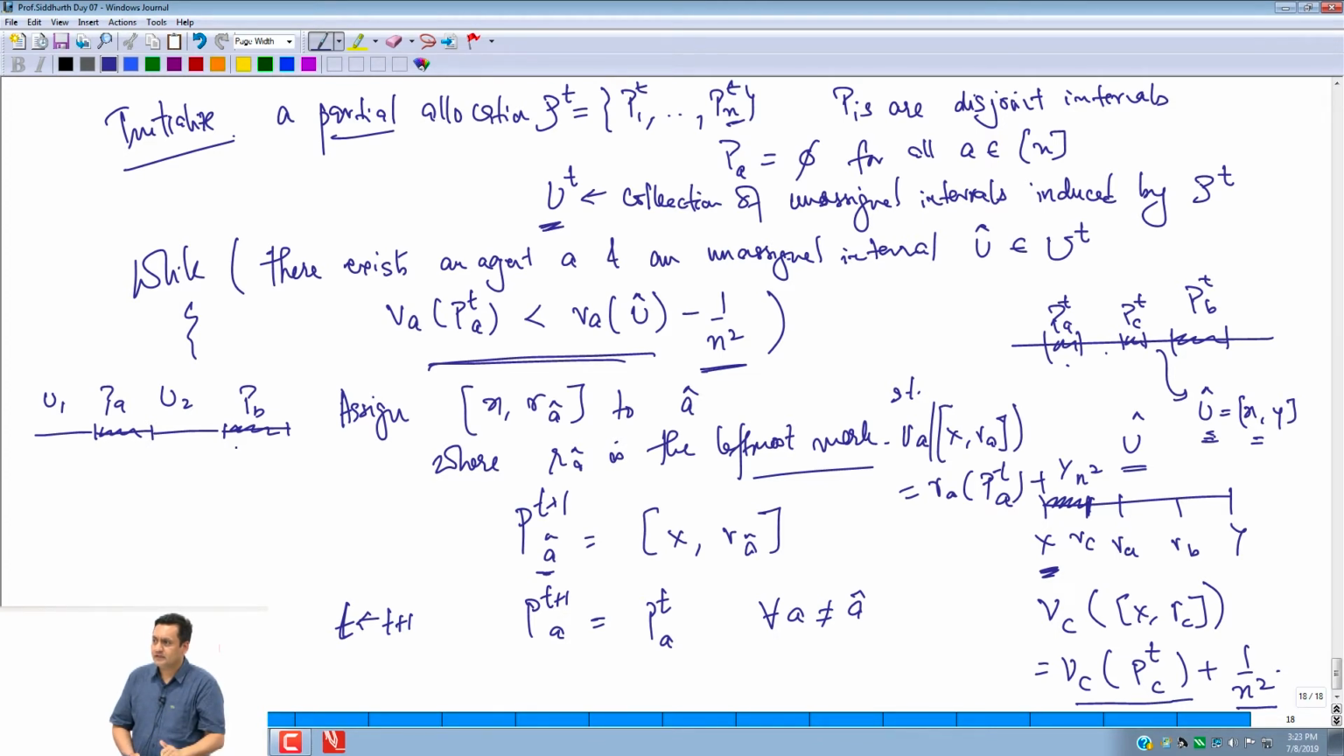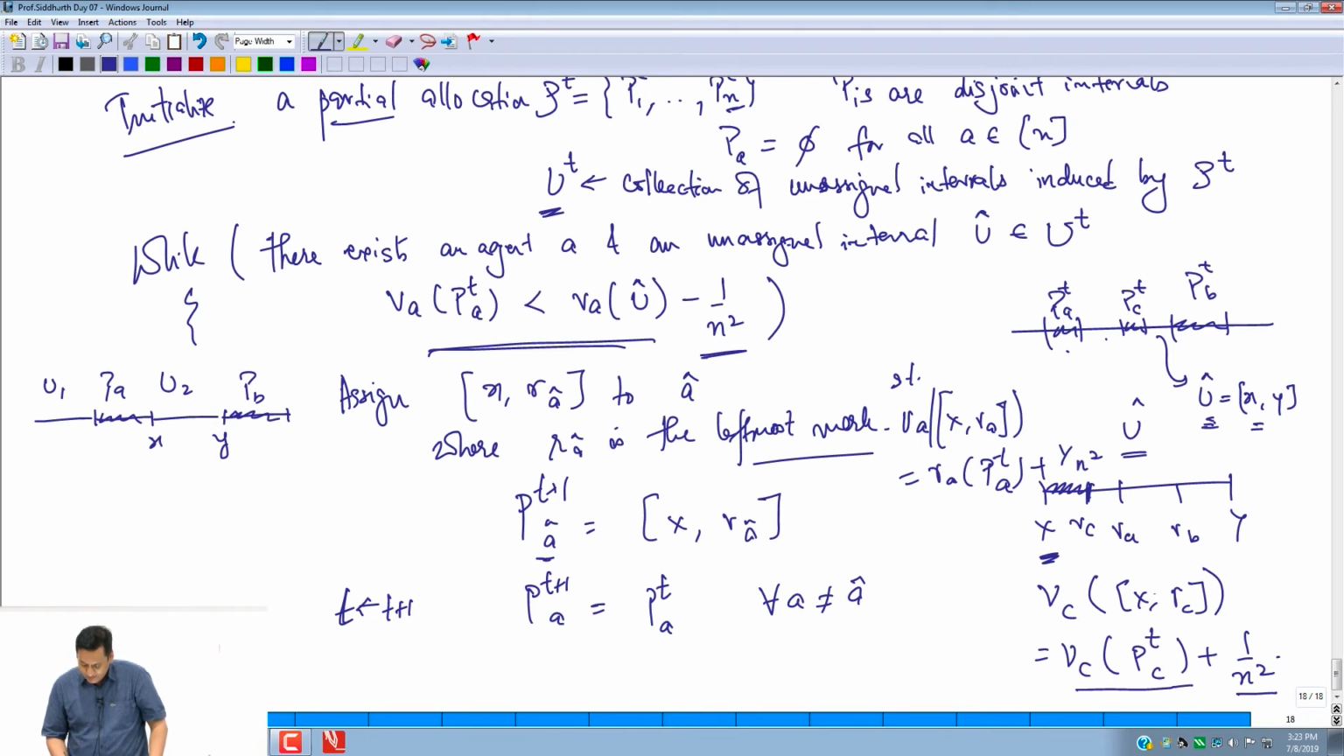Does that make sense? So x is where it sees PB. If I pick U2, this is x and this is y. It's a contiguous interval that's completely unassigned, and U2 has value greater than PA plus 1 by n square. This is the current value of A, and this unassigned interval totally has value, with the 1 over n square moved over here.